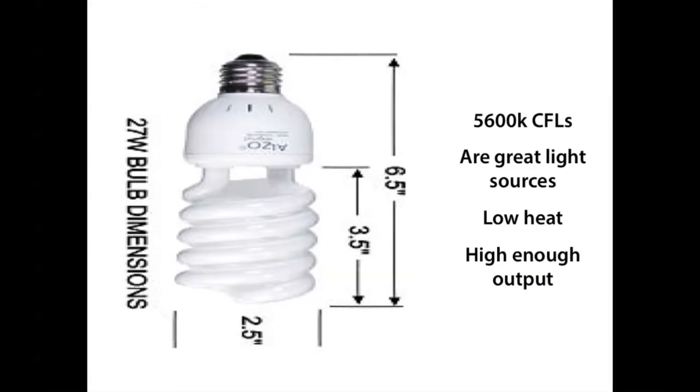So this is what a 5600 Kelvin fluorescent looks like. Again, you can buy them at Walmart. They're daylight balanced. They don't get real hot. If you're shooting in your office, take a long, hard look at the light and try to get it reasonably bright. It doesn't have to be crazy bright.